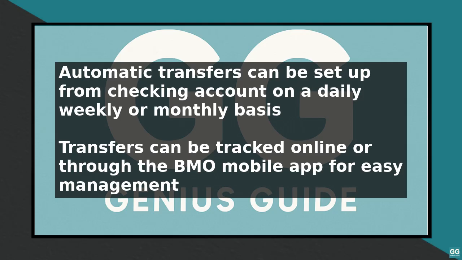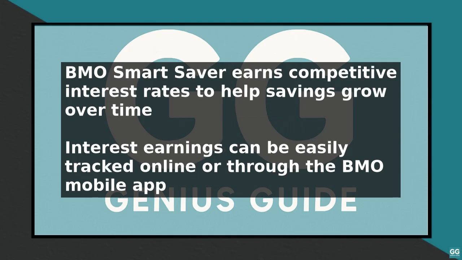To maximize the benefits of the BMO Smart Saver, it is a good idea to set a specific savings goal, such as saving for a vacation or a down payment on a house. You can then set up automatic transfers to help you reach your goal and track your progress online or through the mobile app.